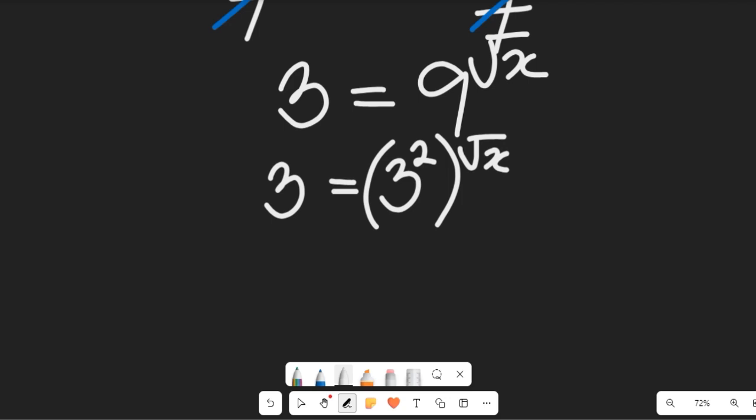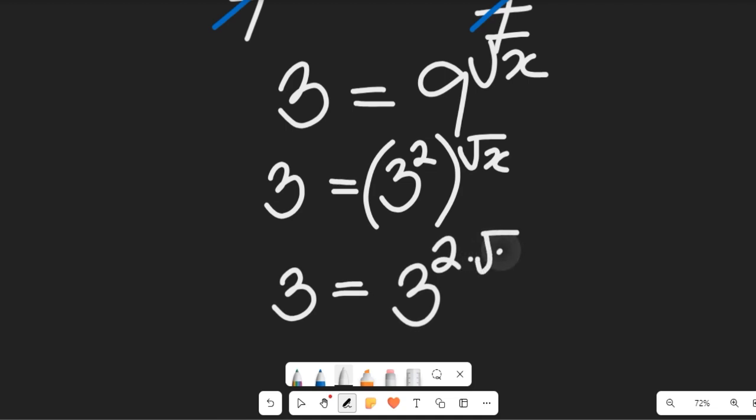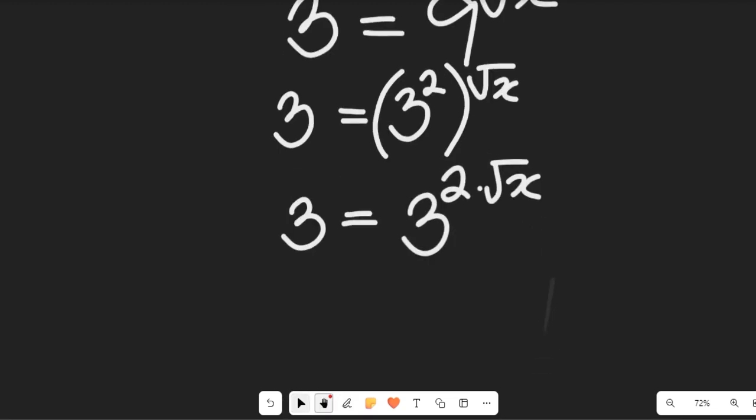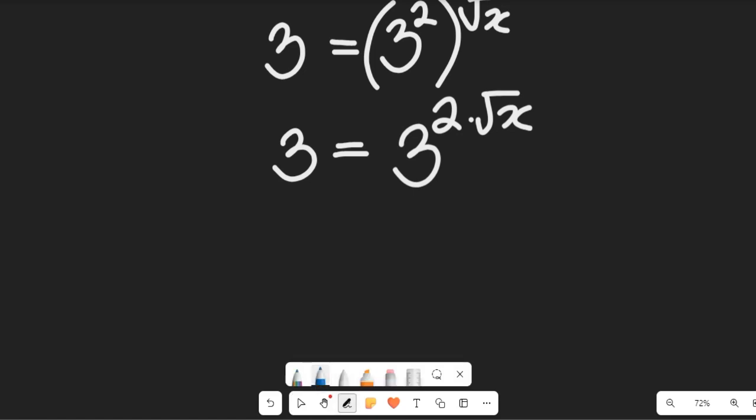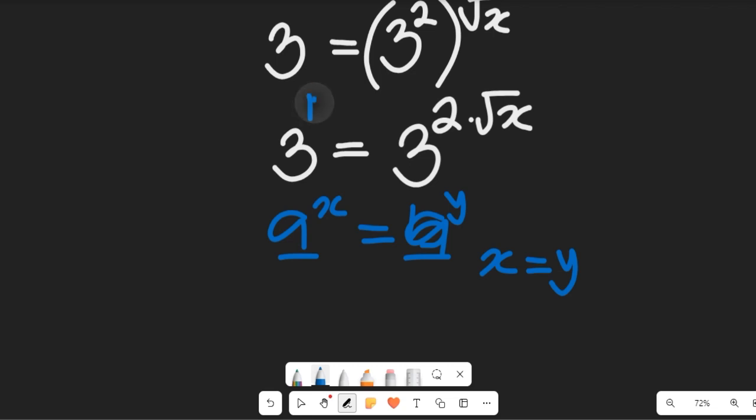Good. Now, according to the law of indices, the powers or indices can multiply. So this can give us 3 equal to 3 to the power of 2 multiplying the square root of x. Great. Now, the laws of indices permit that if we have a to the power of x equal to a to the power of y, since they have the same base, then x can be equal to y. And we'll assume that we have 1 already here.